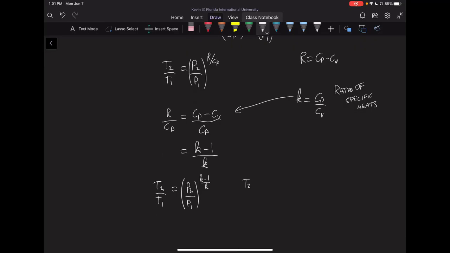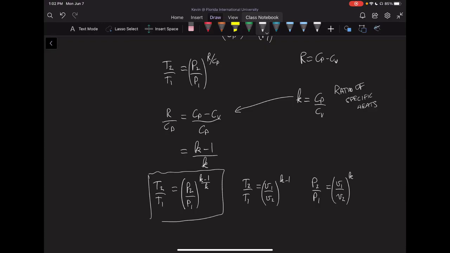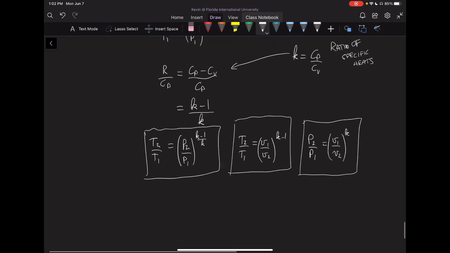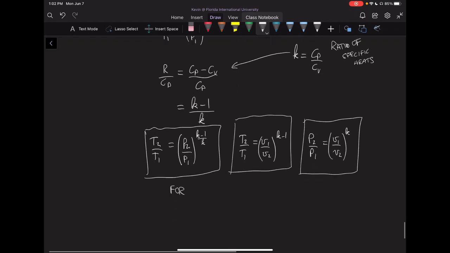We can also say that, if we do some further derivation, T2 over T1 is equal to V1 over V2 to the K minus 1. And we can say that P2 over P1 is equal to V1 over V2 to the power of K. Okay, just three different equations relating the different things for ideal gases for isentropic processes.